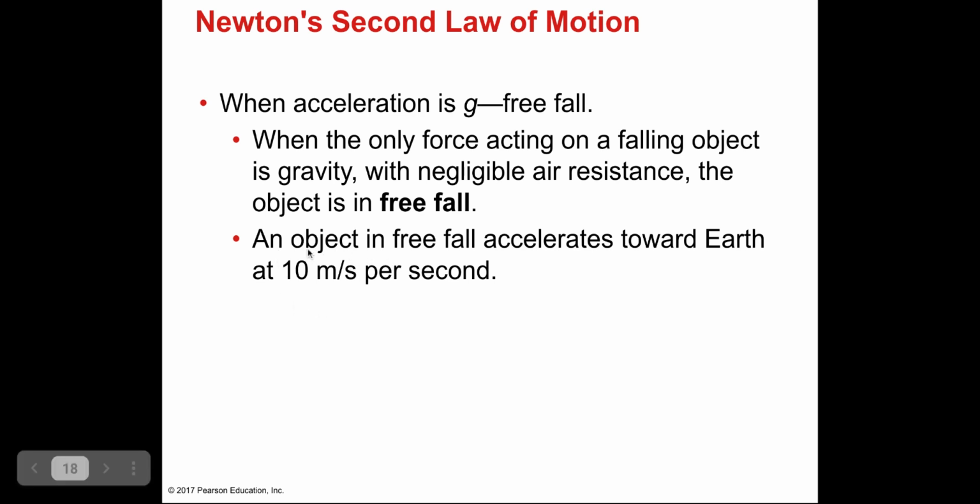So if weight is the only force acting on an object, then that object is going to be accelerated towards the Earth at 10 meters per second squared. And that's a constant value. It is also called the acceleration due to gravity. Okay? The g value. It's called the g value.